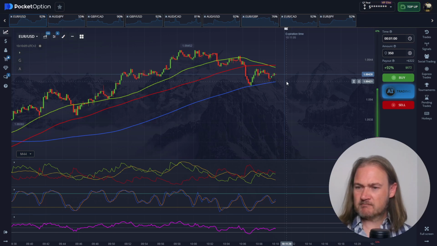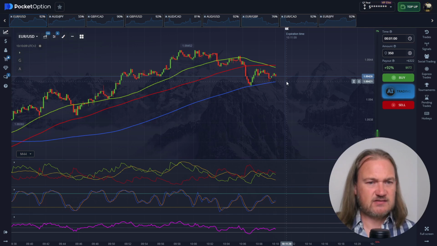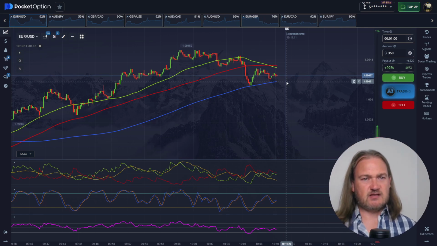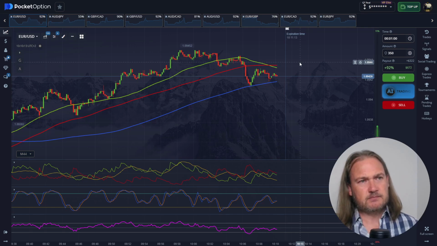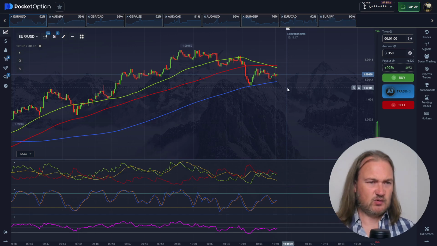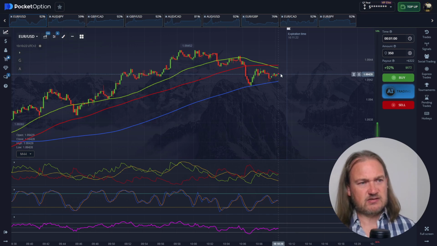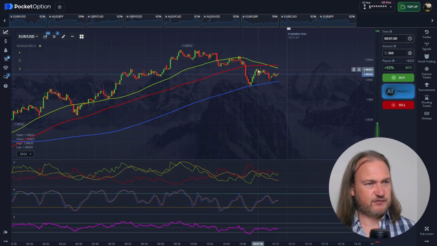Okay, so let's hope we get some entries. We don't have any data out. Next data is only 30 minutes into the US session, which will not affect this trading session of ours at all. So, let's see if we can find some trades.